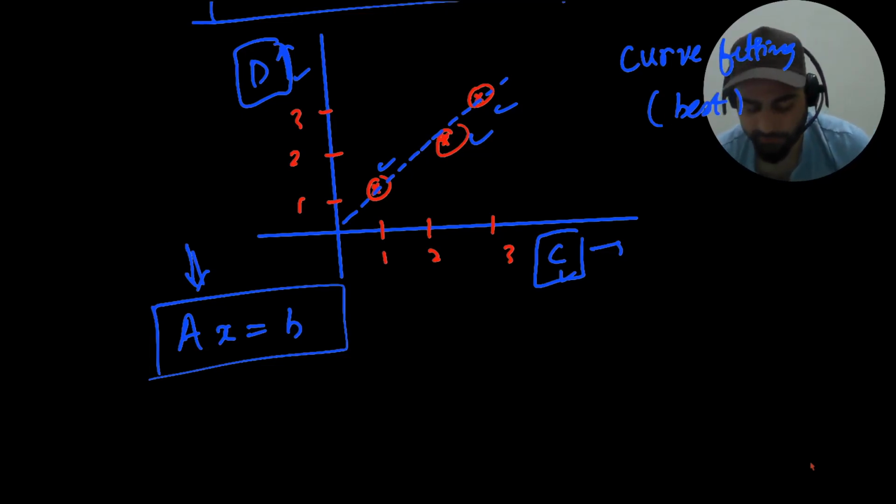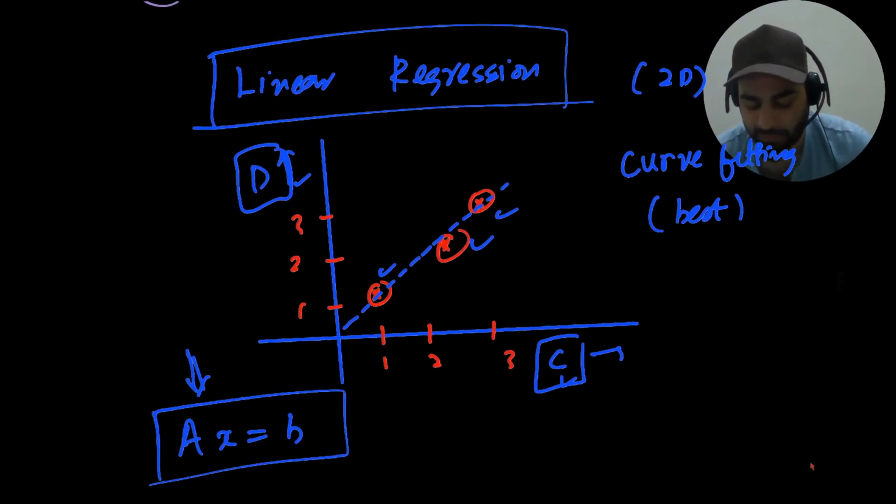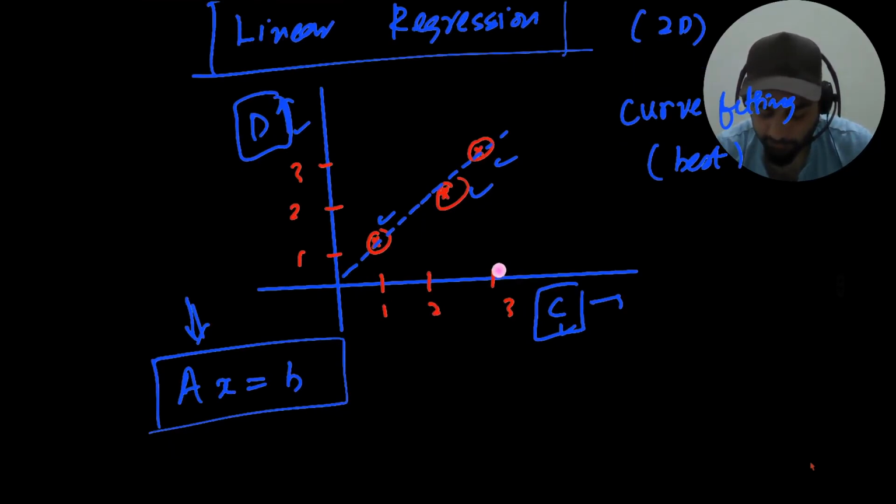Why is it called regression? The point here is that you will get some value. For example, if you have a point over here, 2.5, when you plot this line and you get this line, here you will get some corresponding value.